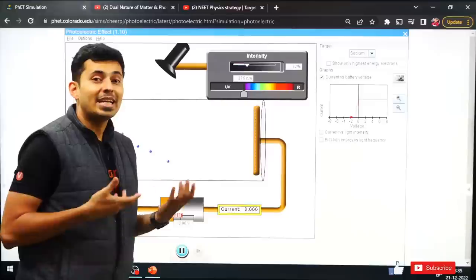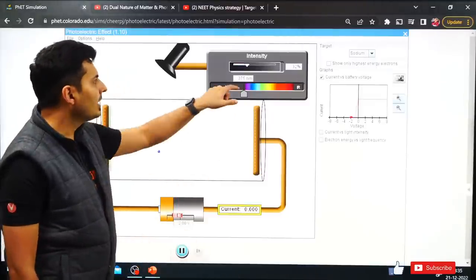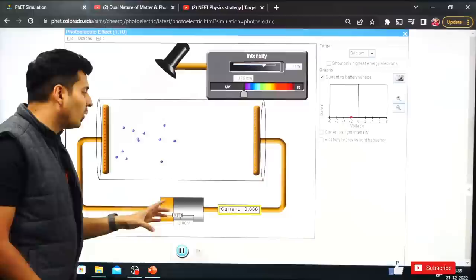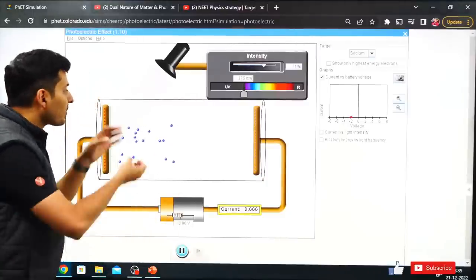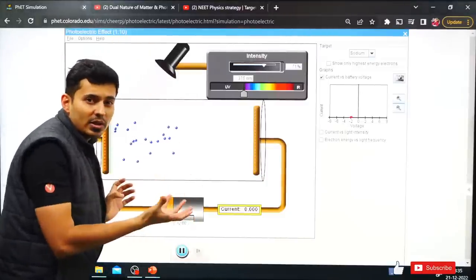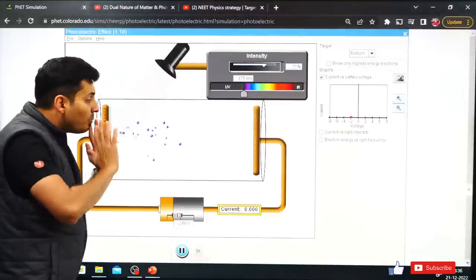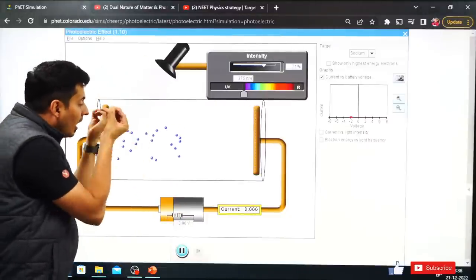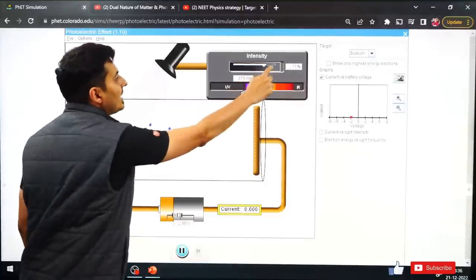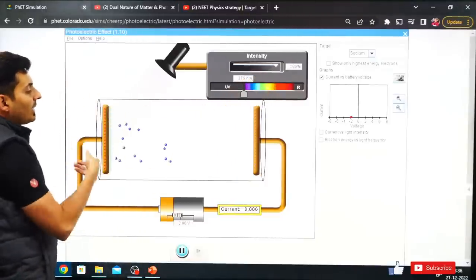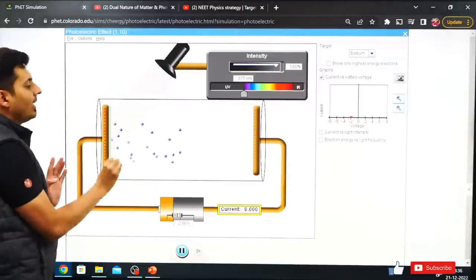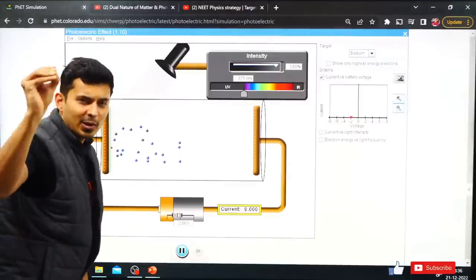Now you will be like, sir, what if I increase the intensity? Fine, let's say I increase the intensity. It does not matter. The stopping voltage does not depend on the intensity. When you increase the intensity, more electrons will come because more intense light is there. But it does not change the energy of each electron. You can see a greater number of electrons coming out, that's it. But it has not changed the energy of any electron, because energy depends on the wavelength or frequency.